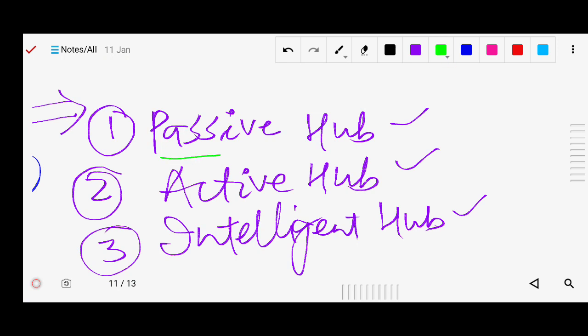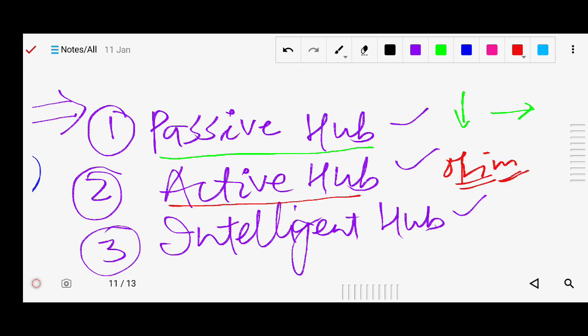How does it work? A passive hub only receives the signal and sends it to the others. Simple, receiving and sending. What will the active hub do? It will optimize the signals. Optimize means making some corrections. If there is a distortion, it will be corrected a little bit, so optimization work is done.